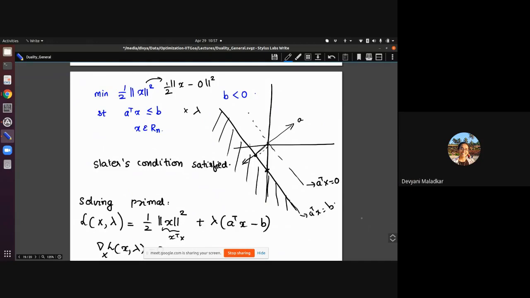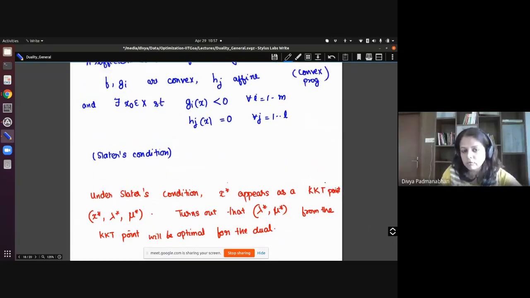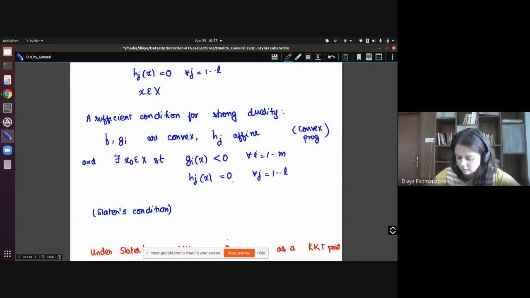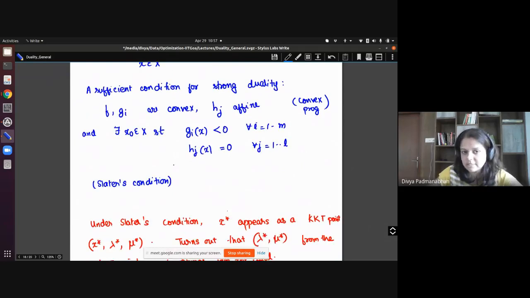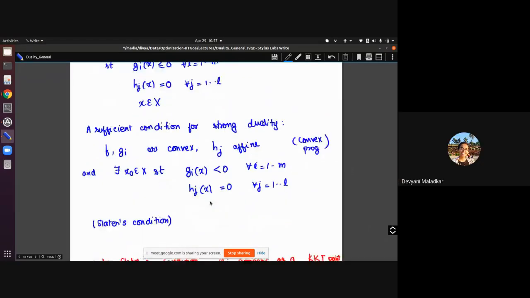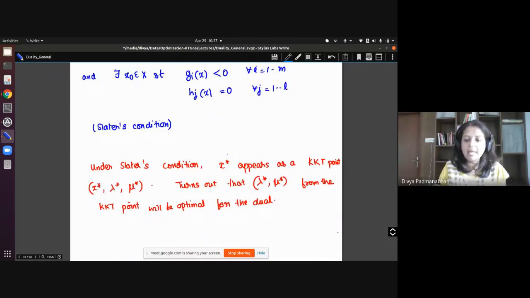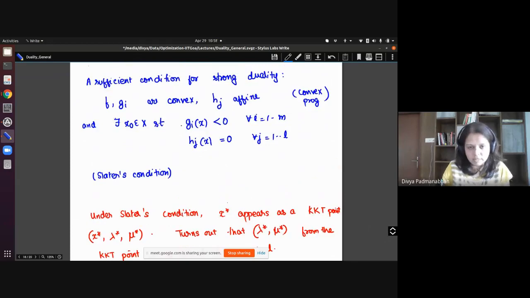Ma'am, but then in the previous statement, you had said that the same lambda star and mu star would be carried over. So, okay, there are two things. Slater's condition is just telling you the existence of a point in the interior. Now, if you take the optimum x star, it could be a different point, right? So the lambda star, mu star would show up along with x star, which is different. It's not necessarily this point in the interior.